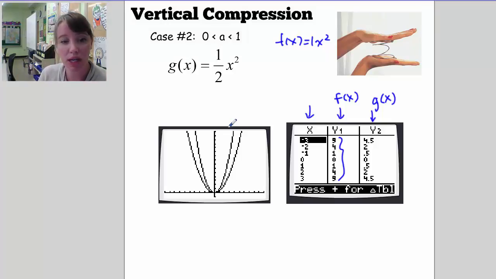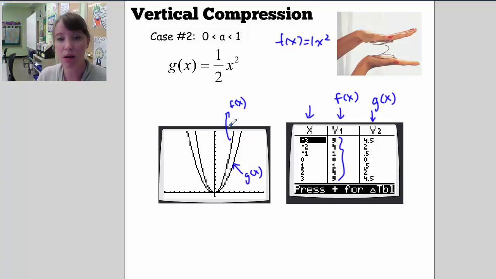So what that looks like is it reduces the output values, so it shrinks the output values. We call it a compression because it pushes down the values. If we think of it kind of as a spring, it pushes down the value. So the inside one right here is f of x, that's your original, and the outside one is your g of x.